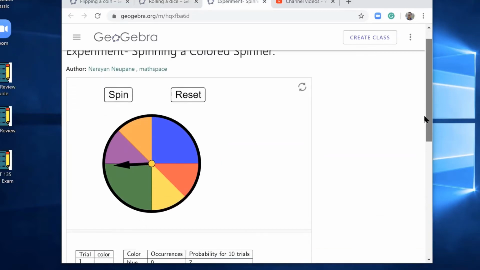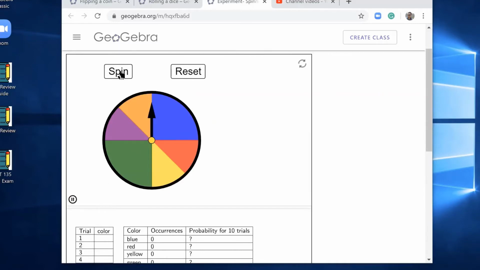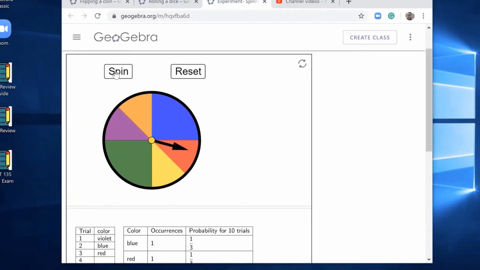So if we spin this, let's see what we get in the first trial. If I spin this in the first trial, let's see where I land. I land in this purple color or the violet color. Spin again. This time I'm landing on blue color. Spin again. I am landing on red color. So that is the experiment.